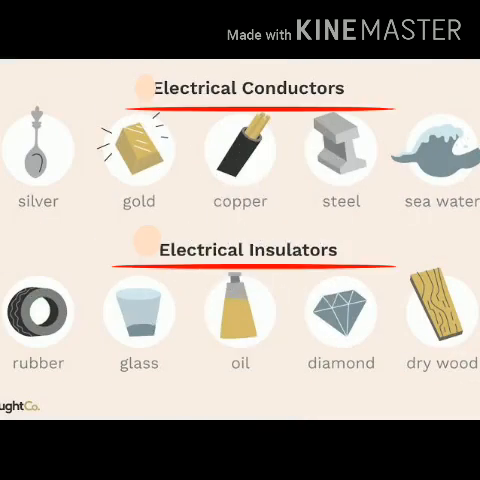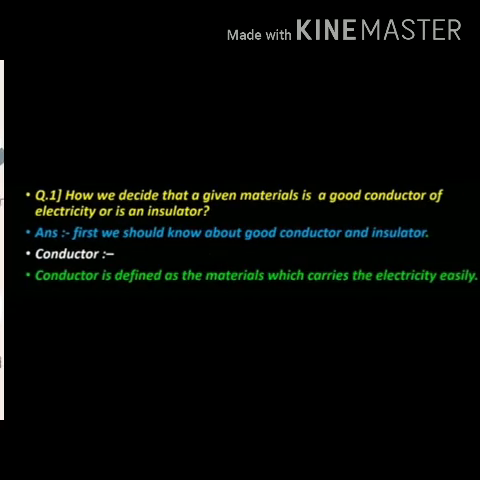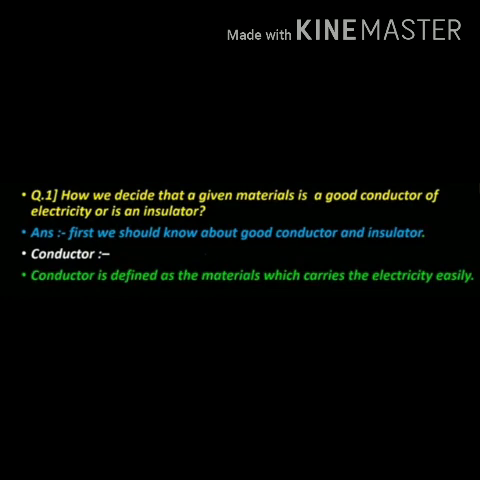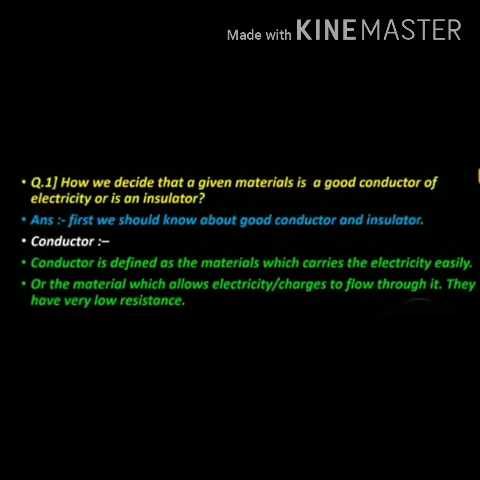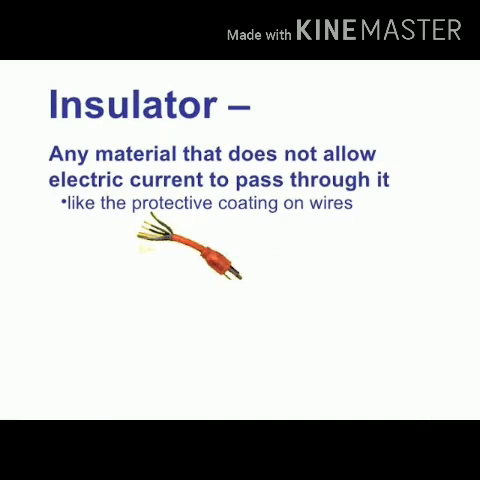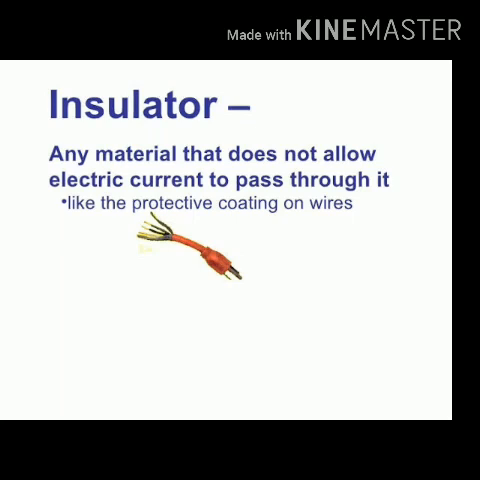Some materials are good conductors of electricity and some materials are bad conductors of electricity. That is, insulators. First we should know about good conductor and insulator. A conductor is defined as the material which carries the electricity, or in easy language we can say the material which allows electricity or charges to flow through it. Also remember one point that conductors have very low resistance. The materials which have high resistance are called bad conductors or insulators.